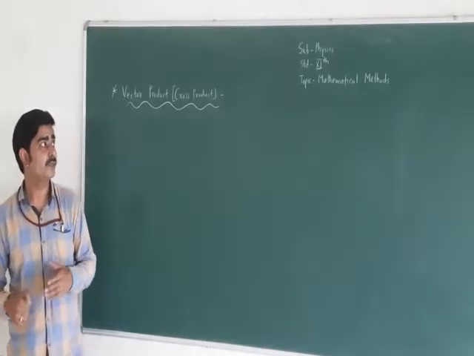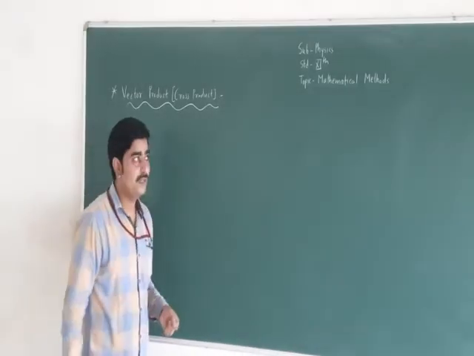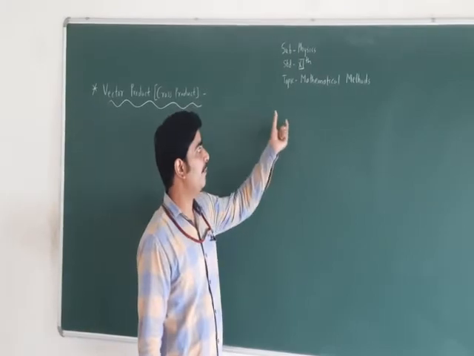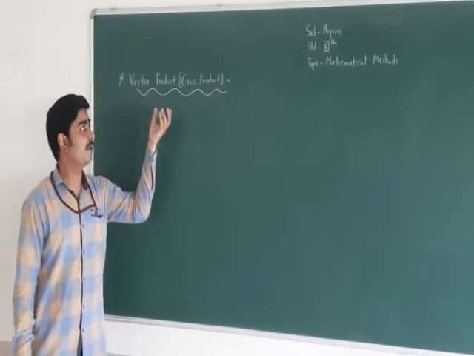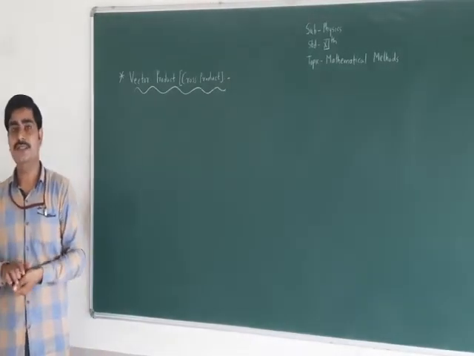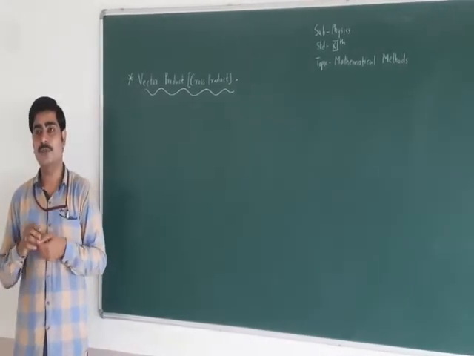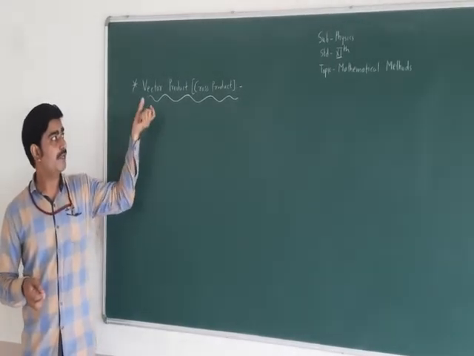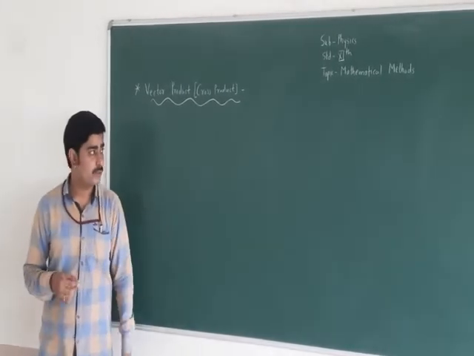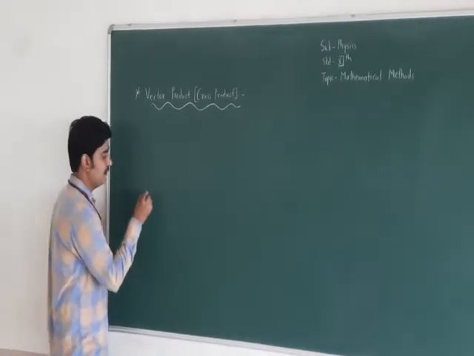Good morning, friends. Today we are going to see the next point on the topic mathematical measures, that is a vector product and or cross product. Friends, in last class we have seen about the dot product. Now we are going to see today the vector product or the cross product. So first we will start with the definition.